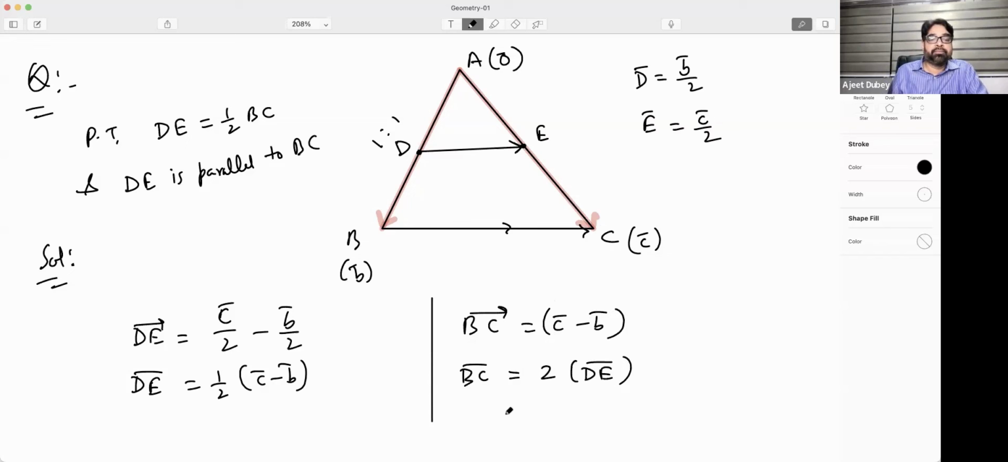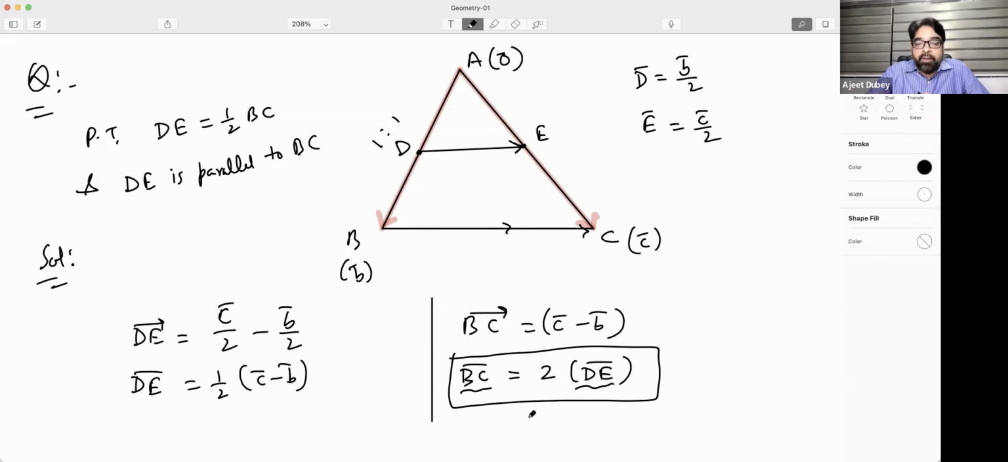Because C minus B equals BC, as well as C minus B equals 2D. So now try to recall: can you tell me the relation between BC vector and DE vector? They are parallel, and the magnitude of BC is twice of DE. It's positive. Is it clear? Yes, sir. So that's what the proof used to be.